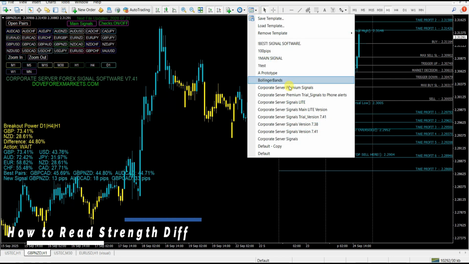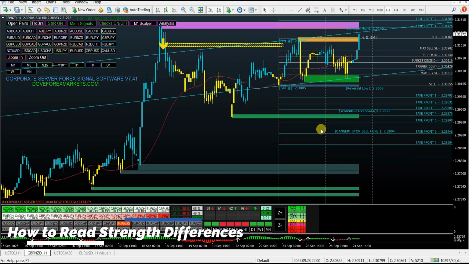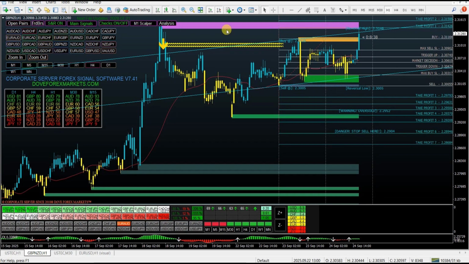The other question is, how do you read the strength differences between currencies? With the main software that has everything that you need, the limited package that you purchased, you have to read the strength from the daily time frame, 4 hours, 1 hour, 30 and 15 minutes.